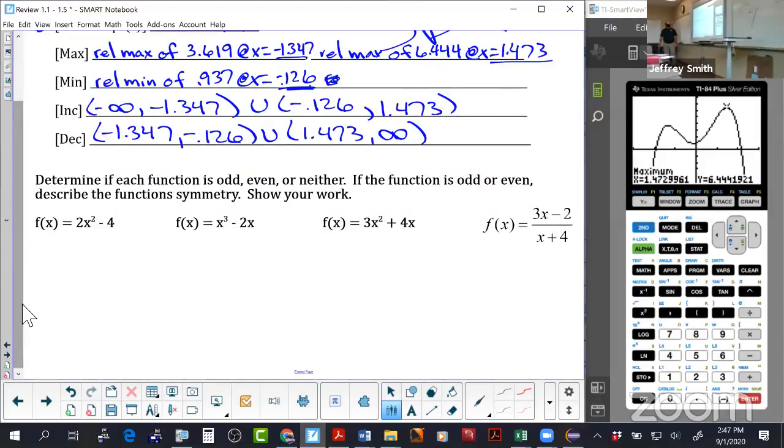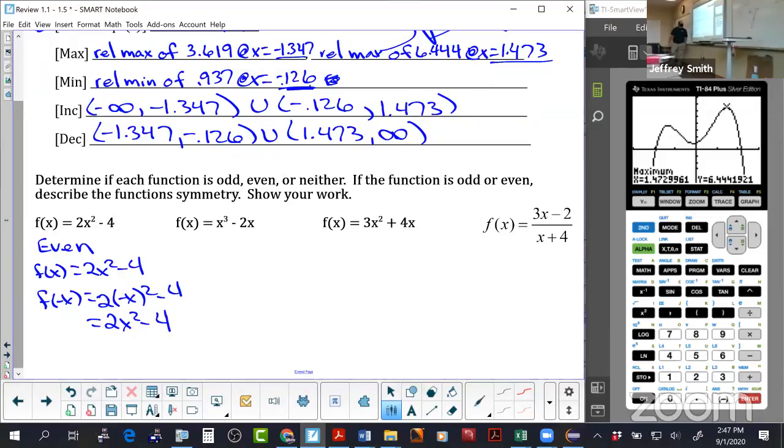Determine if each function is odd, even, or neither. If the function is odd or even, describe the function symmetry. Show your work. This is even, has even powers. So f of x is equal to 2x squared minus 4. F of negative x is 2 times negative x squared minus 4. So that is also 2x squared minus 4. There's show your work. And the symmetry here is over the y-axis. And that's what negative x and x are saying. If you plug in a 5, that should be the same value if you plug in a negative 5. There's your symmetry.